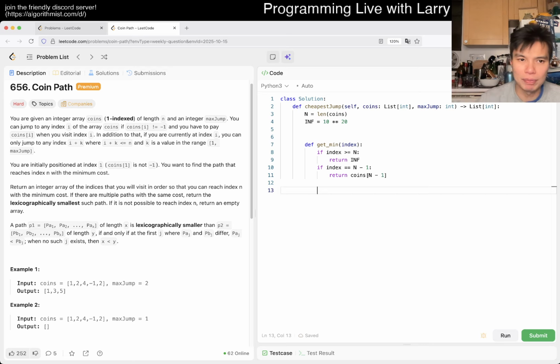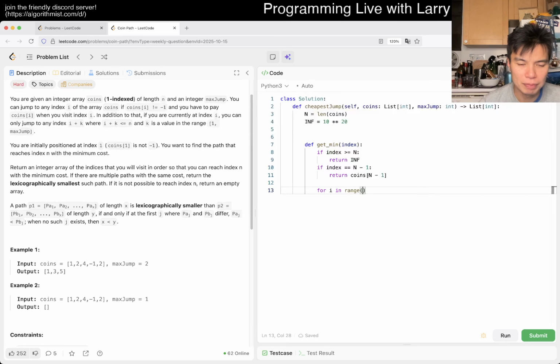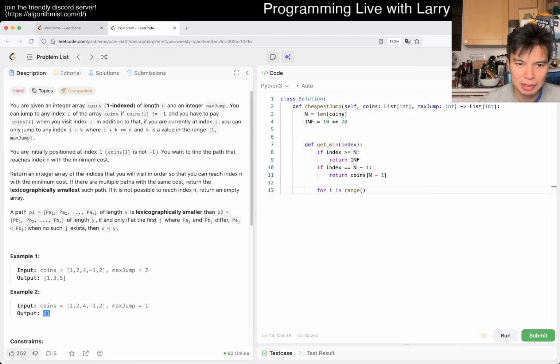And then you just do a for loop, right? So for i in range from... what happens if it's -1? Will we just ignore it? I guess so, because for example, it's not possible. Okay.